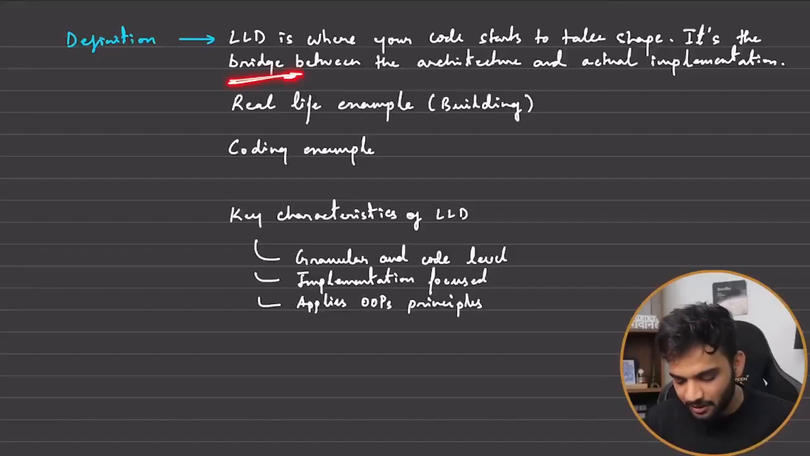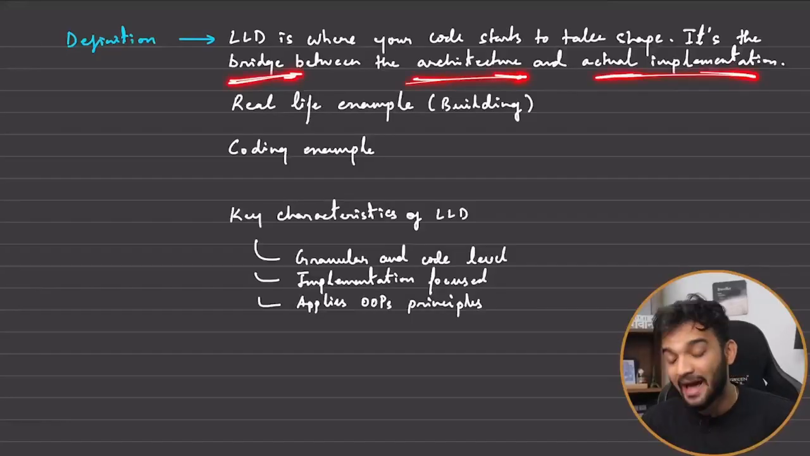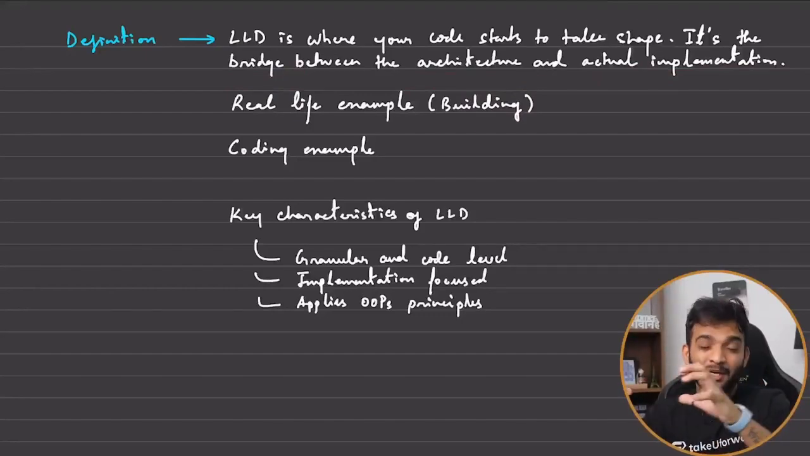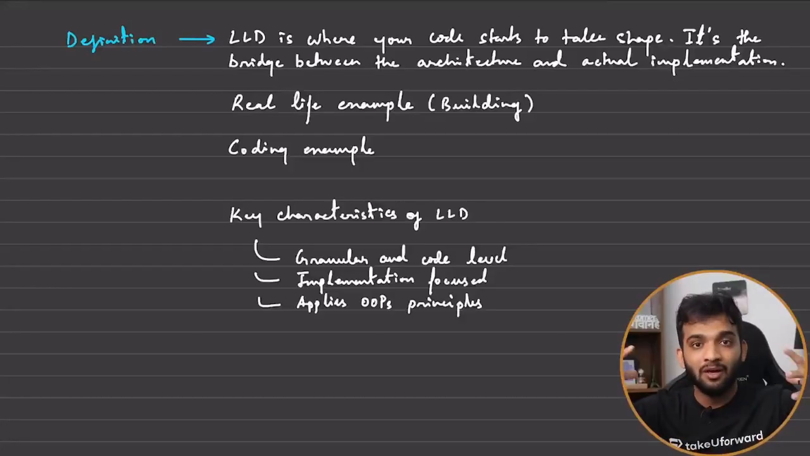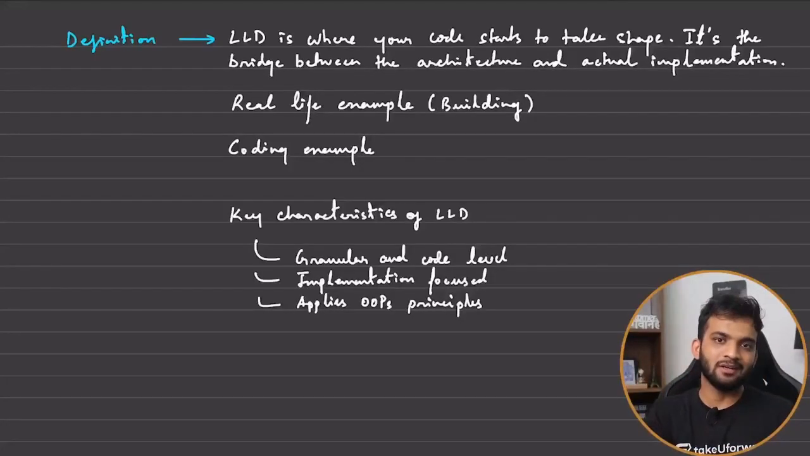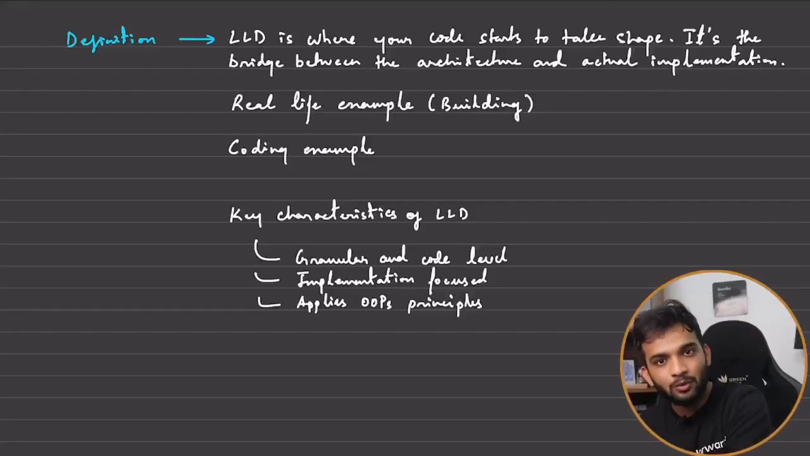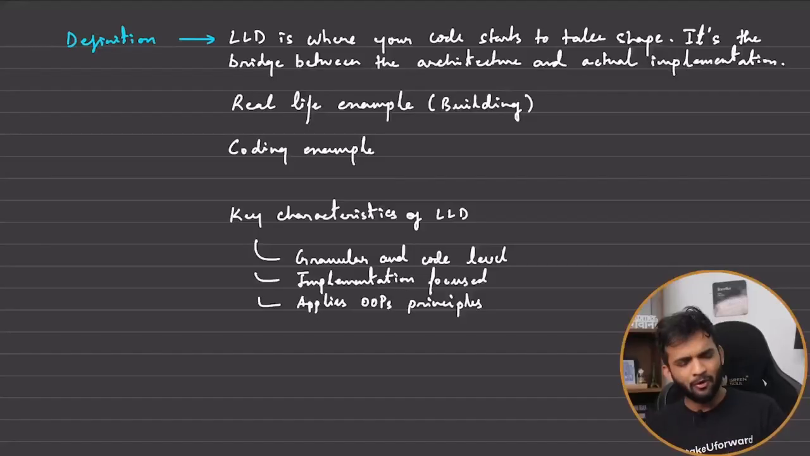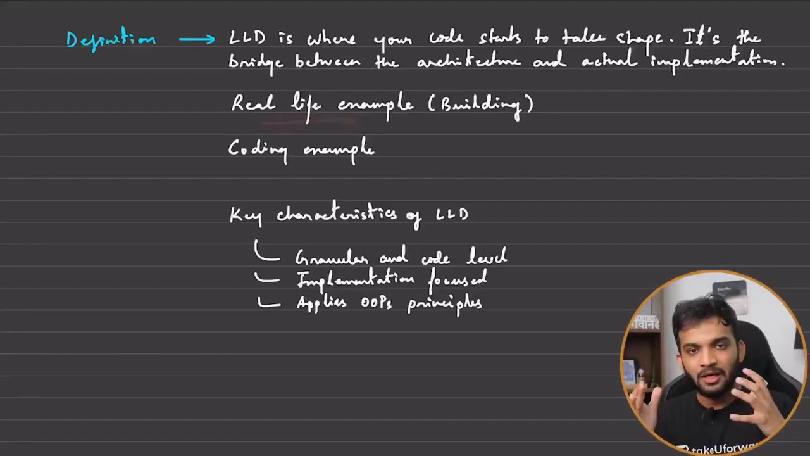It's the bridge between the architecture and the actual implementation. A lot of times, in the high-level design, we do the design, but on a very, very high level. Whenever we are picking up a certain component, let's say authentication for that reason, and when we get into that, that's when we term it as low-level design. Understood the formal definition?